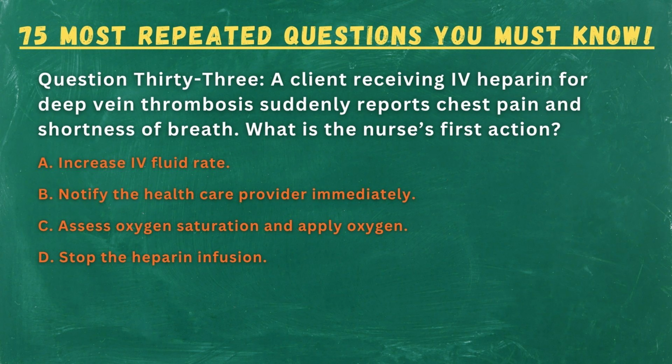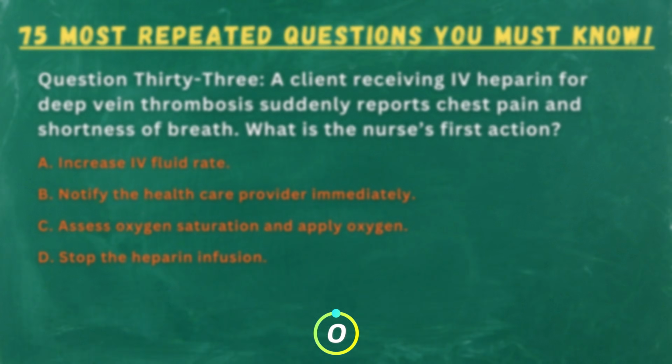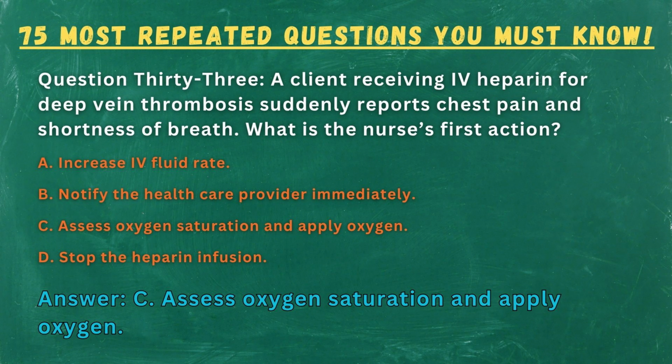Question 33. A client receiving IV heparin for deep vein thrombosis suddenly reports chest pain and shortness of breath. What is the nurse's first action? A. Increase IV fluid rate. B. Notify the healthcare provider immediately. C. Assess oxygen saturation and apply oxygen. D. Stop the heparin infusion. Answer: C. Assess oxygen saturation and apply oxygen.